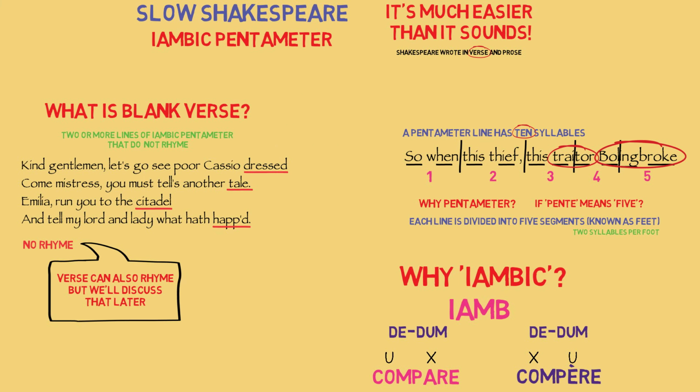So, in summary, verse in Shakespeare's plays is written in iambic pentameter, which is 10 syllables divided into 5 feet, and each foot is an iamb. Simple as that.